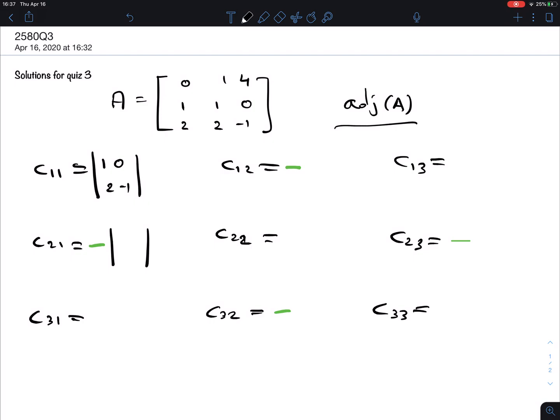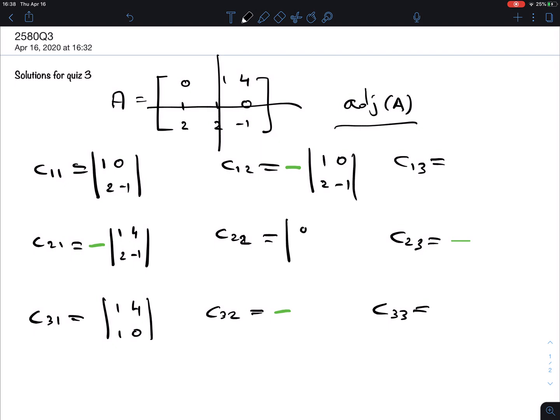I was doing this one, that is second row, first column. So I have 1, 4, 2, negative 1. Get rid of this. Then the third row and first column, so that would be 1, 4, 1, 0. Now the next ones: C12, first row, second column. What I'm left with is 1, 0, 2, negative 1. The next one will be second row, second column. I have 0, 4, 2, negative 1. And then the third row, second column: 0, 4, 1, 0.